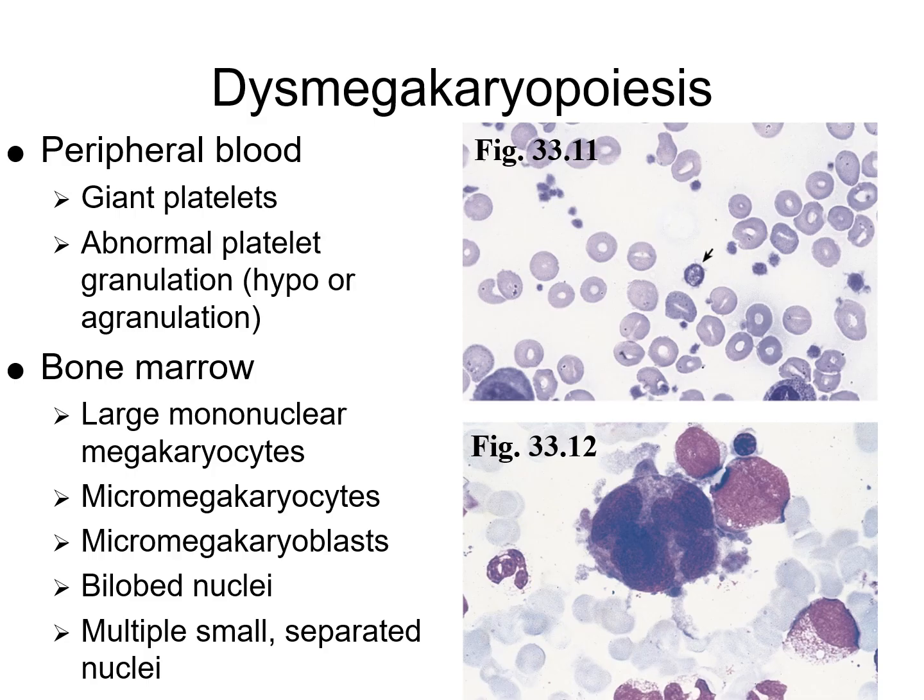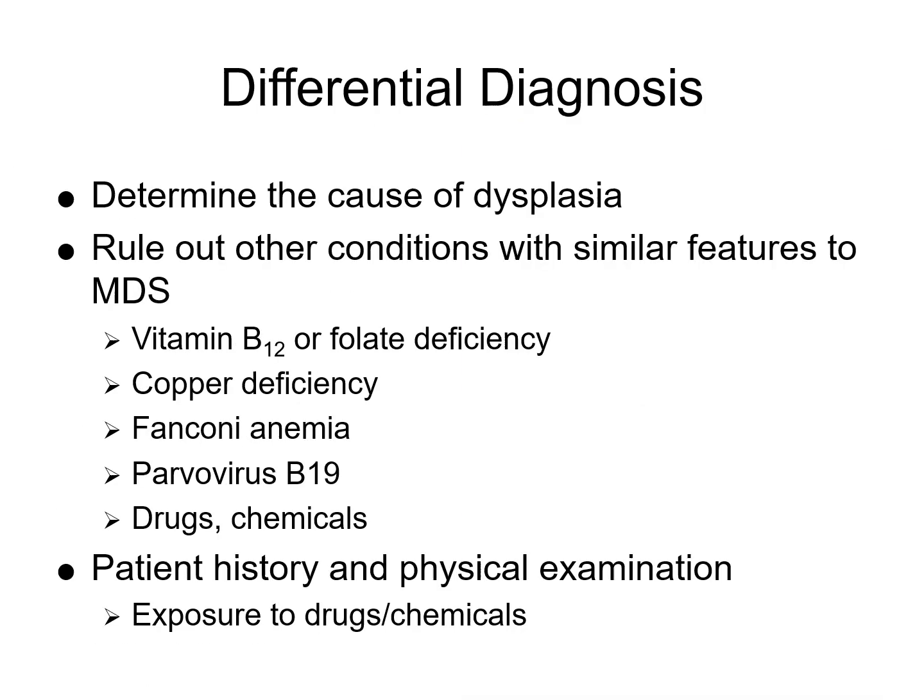So then we have bilobed nuclei. So this is where they have nuclei that have 2 distinct lobes, or they look dumbbell shaped. This is characteristic of a dysplastic feature. We have multiple small or separated nuclei. So instead of a single lobulated nucleus, megakaryocytes may have several separate nuclei, and they'll have a disorganized nuclear division as well.